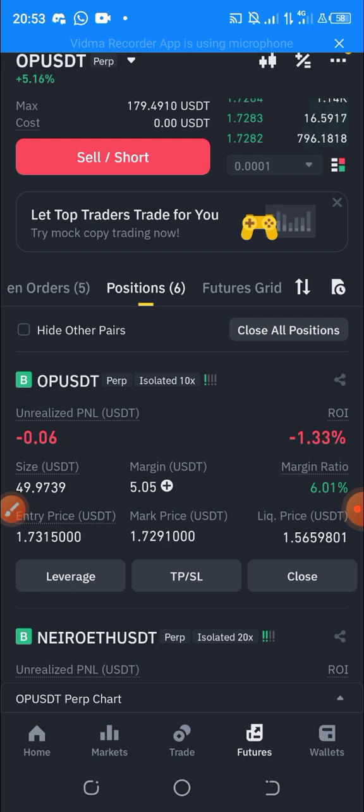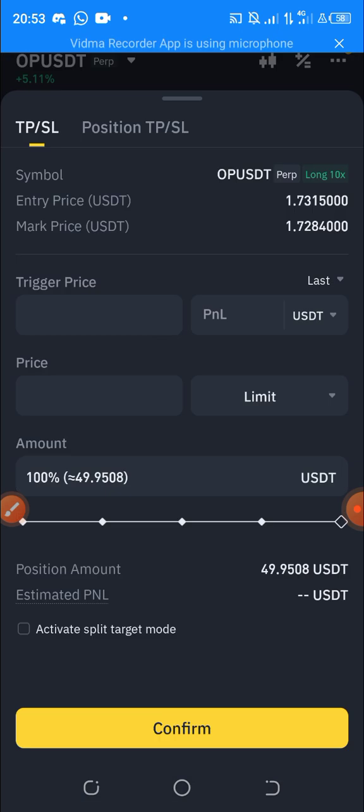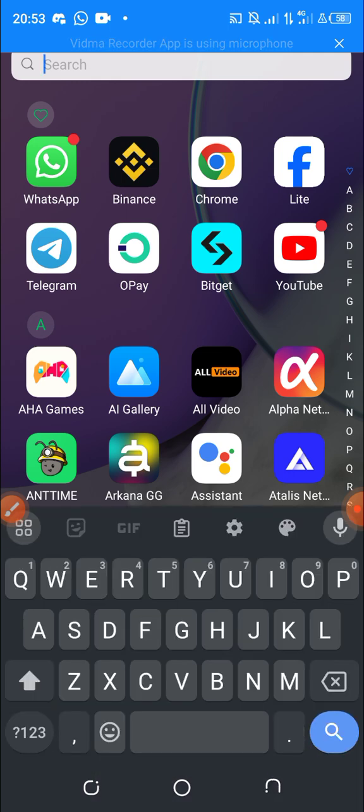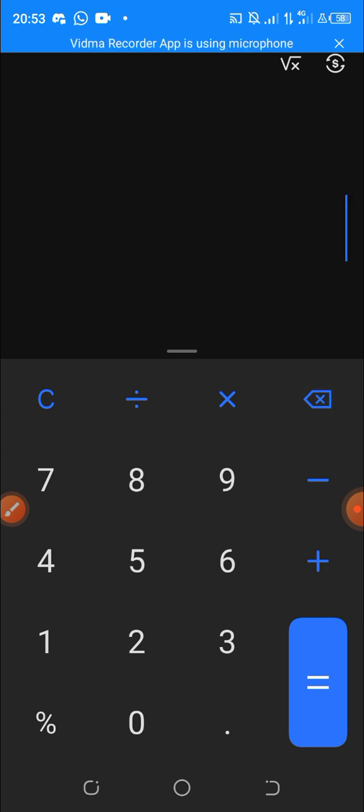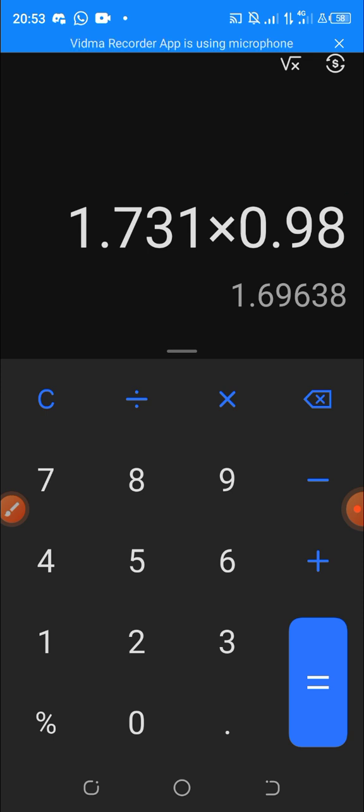Then to also set your stop loss, you click on the same thing. Stop loss. Let's say once it comes down by 2%, I want to exit the trade. And I enter the trade at 1.731. So I will come to my calculator. So 1.731, then 100% minus 2%, that is 98%. 98% divided by 100, that is 0.98 times 1.731, that is 1.696.